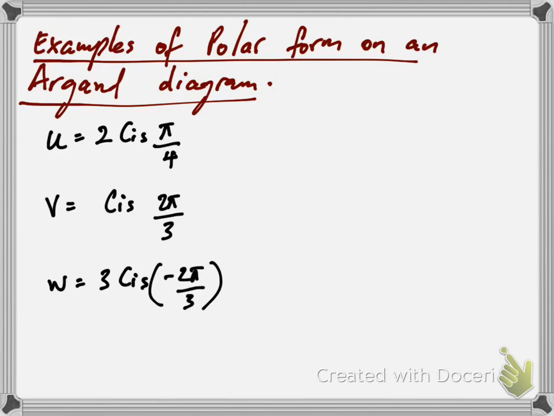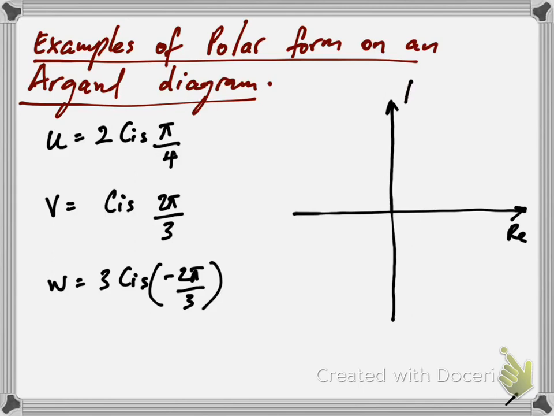So let's have a look at three different polar forms of complex numbers, u, v, and w, and analyze them and see if we can plot them on an Argand diagram. So let's say that's my Argand diagram. On an Argand diagram, the x-axis is the real numbers, the real component, and y-axis is the imaginary component. Alright, so if we look at a generic form of our number, that is your modulus, and that is your argument. So modulus is pretty much the length of the vector.